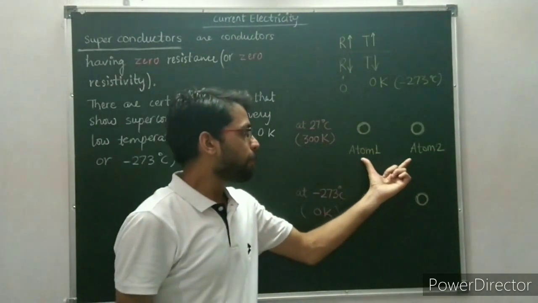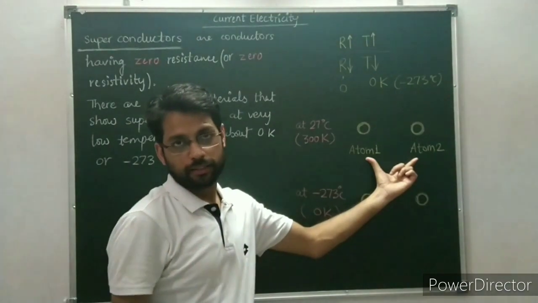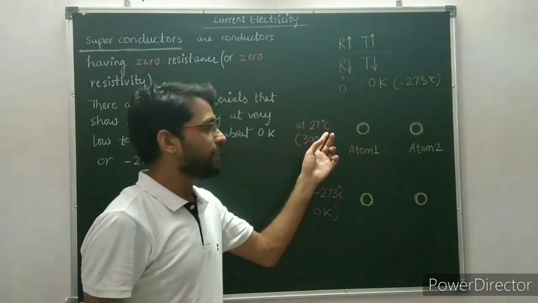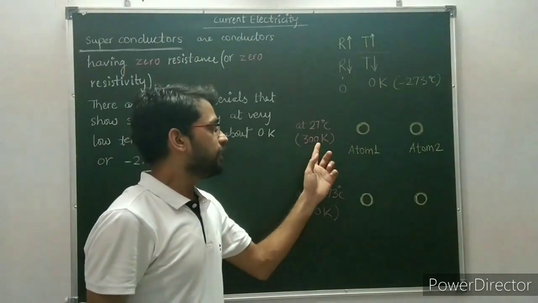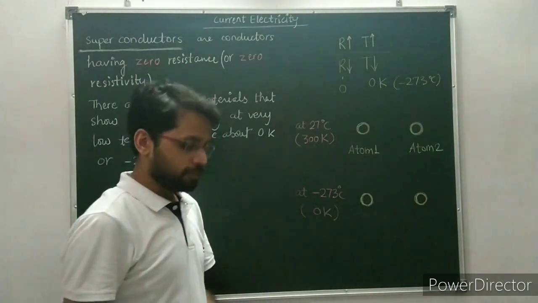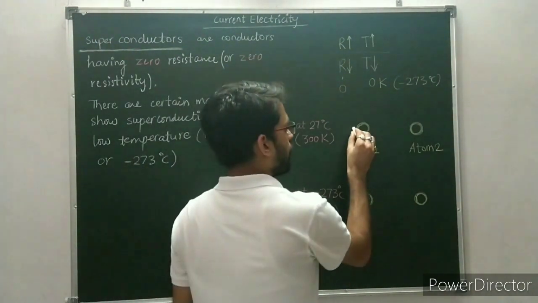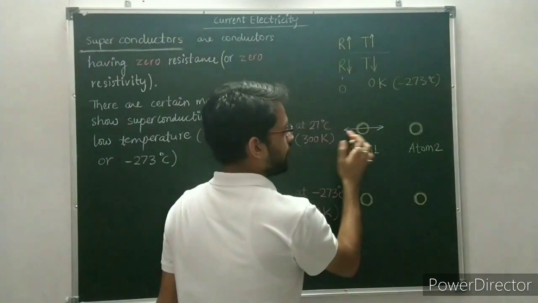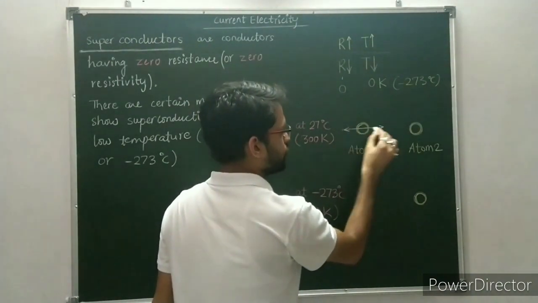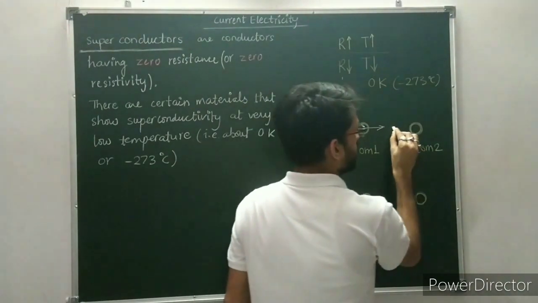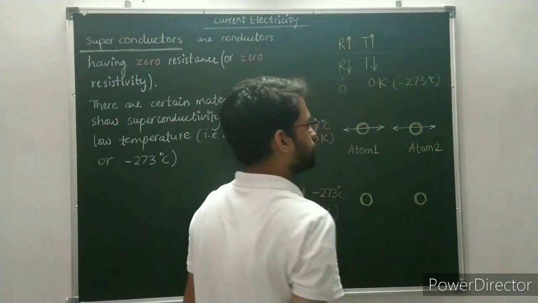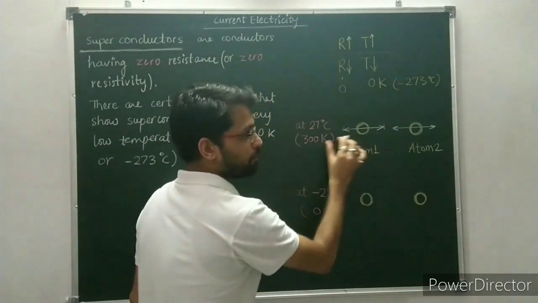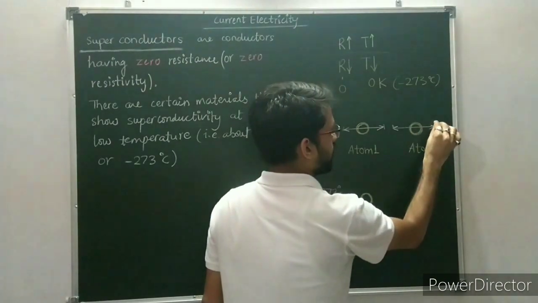Now consider the two neighboring atoms in a conductor, atom 1, atom 2, at room temperature, that is 27 degrees Celsius or 300 Kelvin. Okay. At this temperature, the atoms of the conductor are in vibration. So this atom is vibrating to and fro in this range from here to here, and the second atom also vibrating, okay, to and fro in this range. Okay. Now this atom occupying this much space during vibration, and the second atom also occupying this much space during vibration.